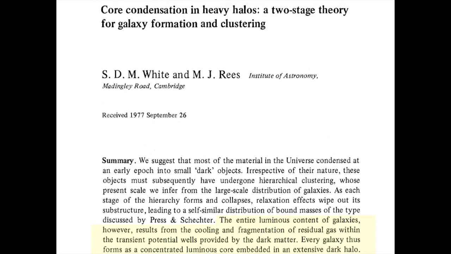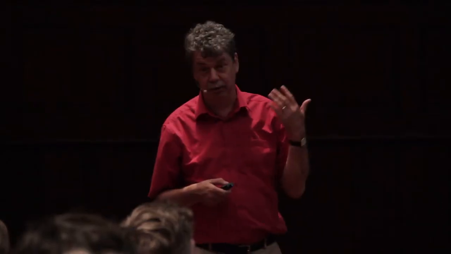So here you can see it's two stages. The luminous content of galaxies comes from cooling of residual gas in the potential provided by the dark matter. So the idea had already shifted that somehow the dark matter was there, made the gravity, and then the gas came later. And this was a very big change, but you can see also from the first part here that we still thought that this was probably small dark objects, small stars. We weren't thinking then of elementary particles.